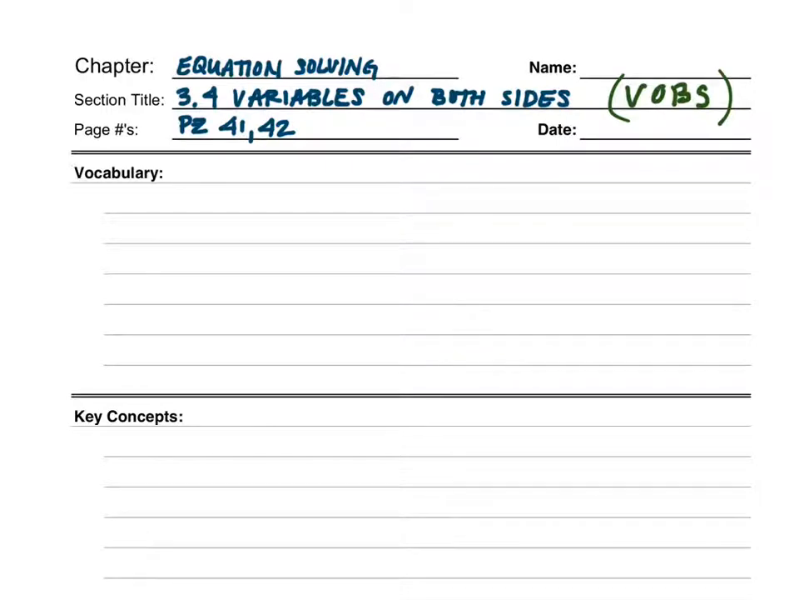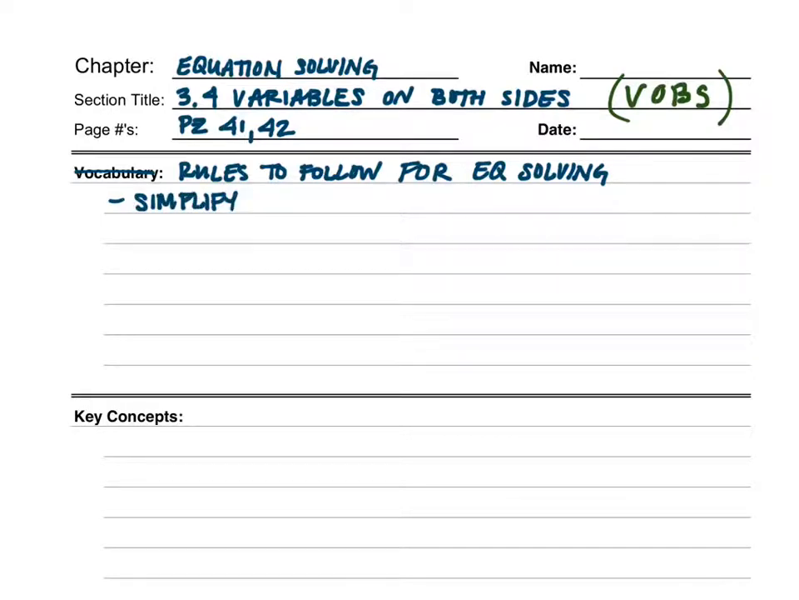Let's go ahead and take a look at some vocab, some rules to follow for equation solving that we've already discussed in previous note sheets. So let's add in the title of rules to follow for equation solving. And our first to add is to simplify each side of the equation. So make sure that you add in simplify each side of the equation.